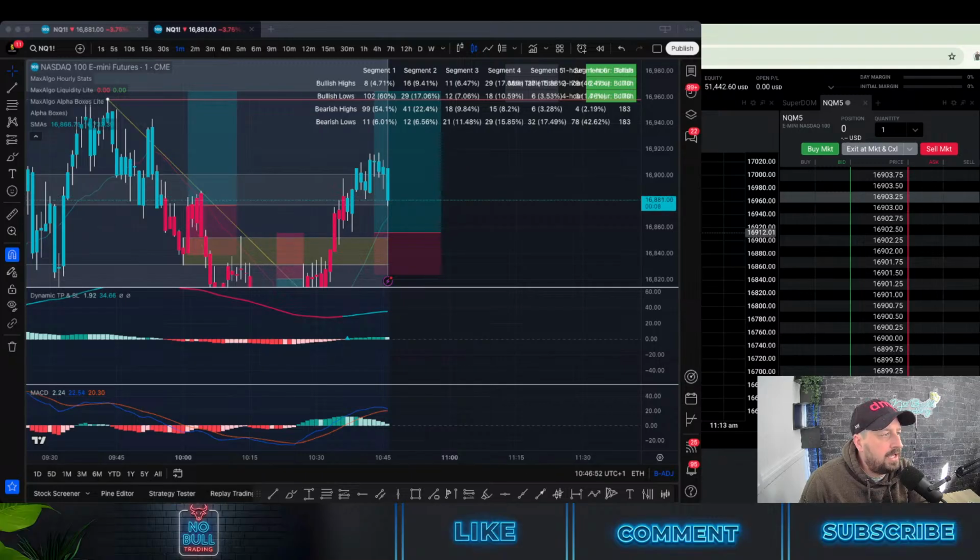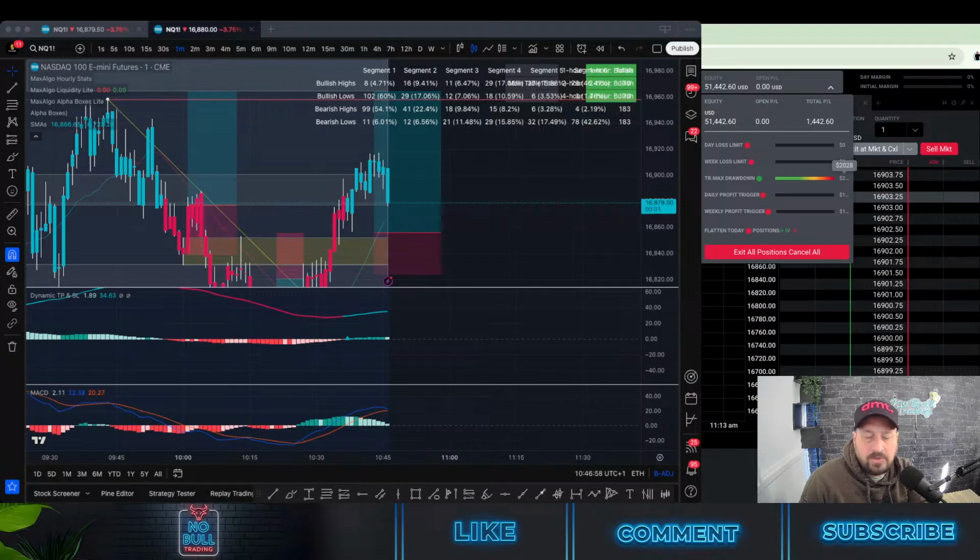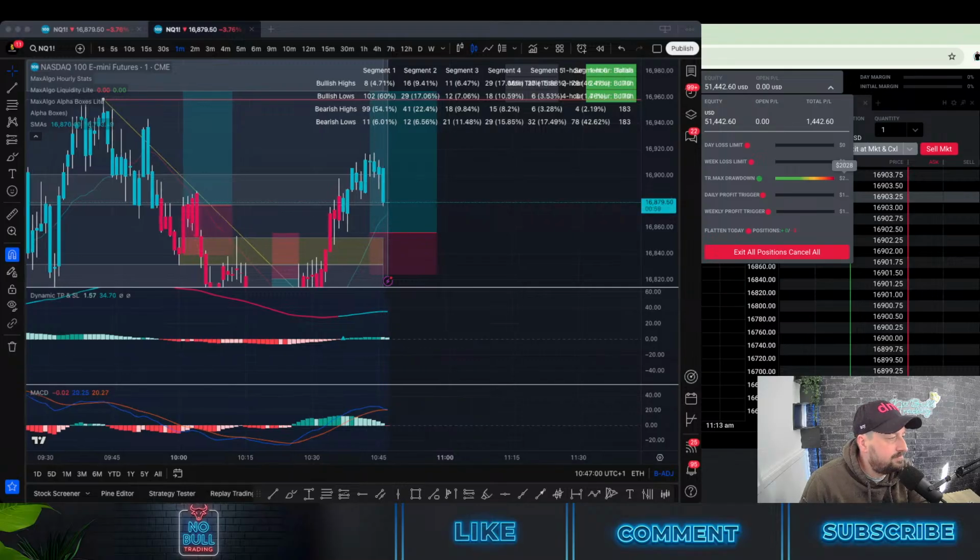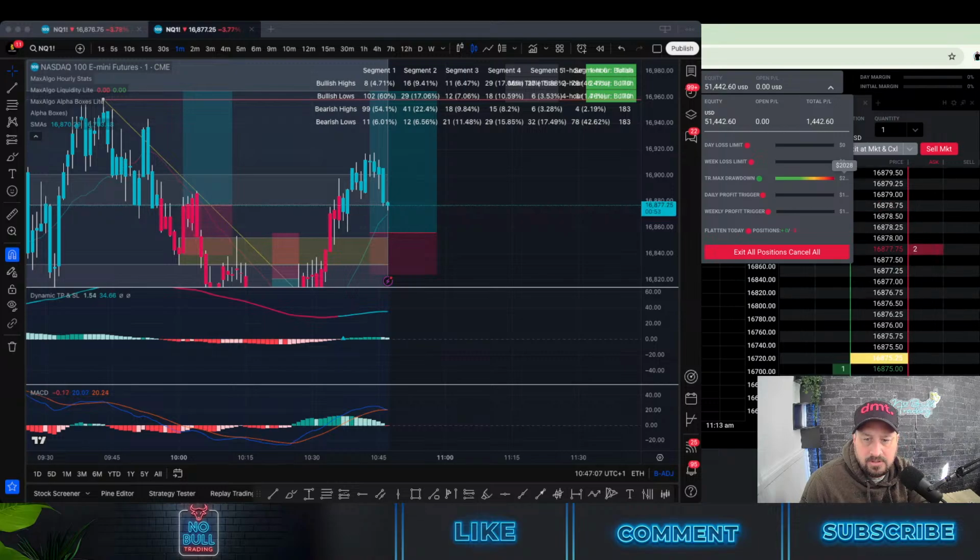So we are at 51,400. Yeah, we got 2,000 drawdown, so we lost 500 drawdown on that. That's all right. We got out just before it pushed down, once we lost that low.